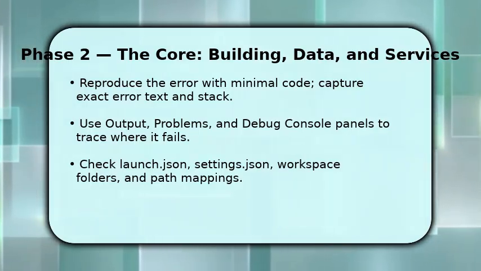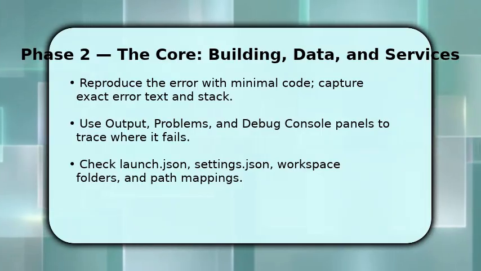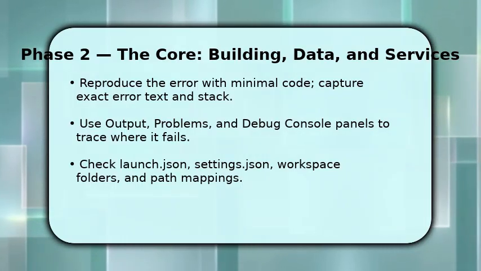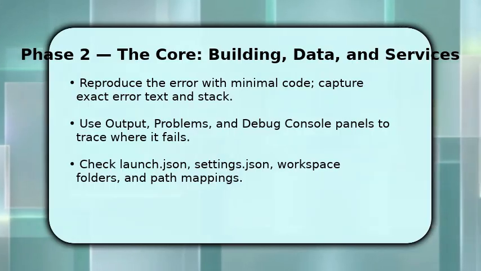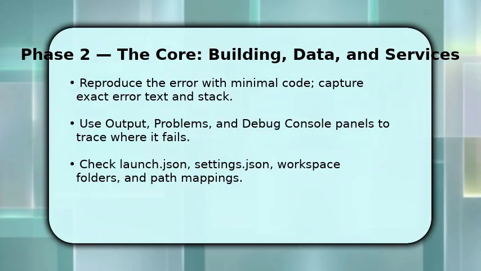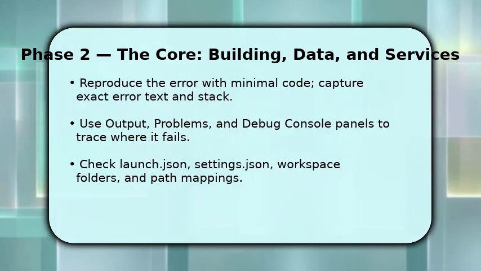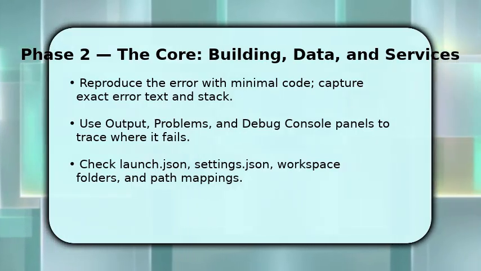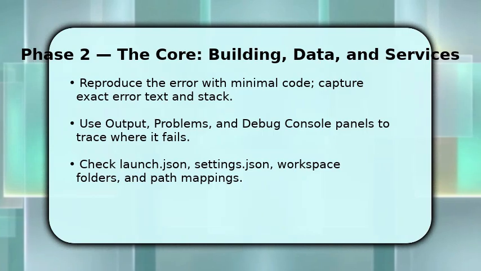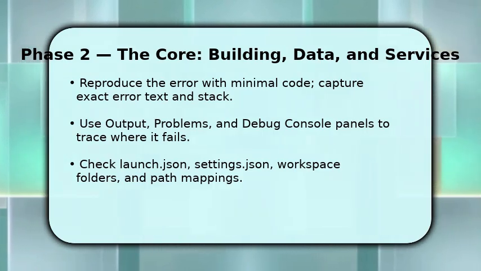Next, inspect Launch.JSON and Settings.JSON for incorrect paths or missing workspace folders. Adjust path mappings and relative routes. Also verify integrated terminal shell and environment inheritance. Mismatched shells often cause environment differences between run and debug.